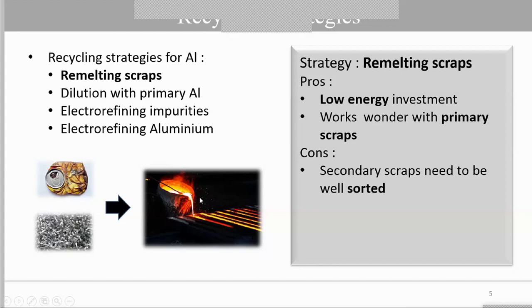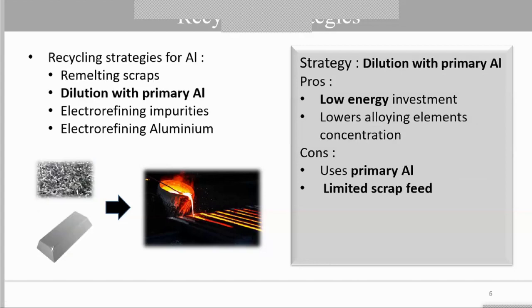So you can take scraps and you melt them. That's the process, that's the strategy. You can dilute it with primary aluminum. It has a low energy investment in terms of adding the scraps. But if you consider the energy required to make the primary aluminum, well, it can be energy intensive. But still, you have a gain of energy from the fact that you reuse some.